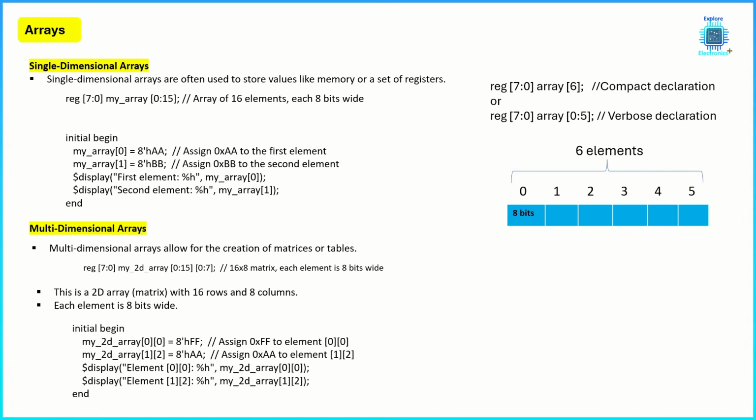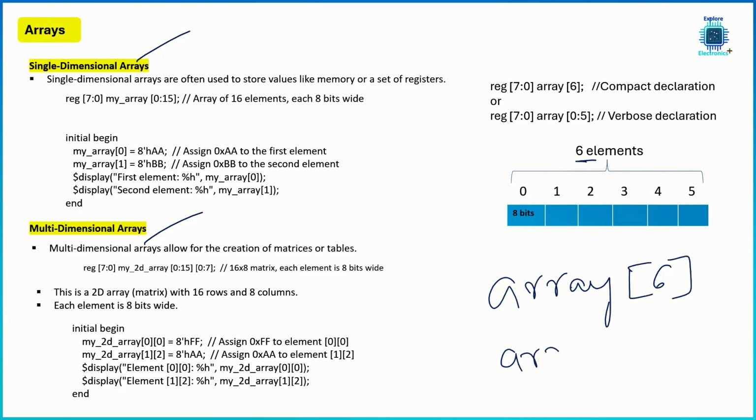Arrays are very important concepts of Verilog to represent a memory. There are two different methods or types in Verilog, that is single dimensional array and multi-dimensional array. Suppose if we want a 6 element array, we can represent it like this. The name of the array first, array. Suppose array is the name of the array itself, and we need 6 elements, means array of 6 we can write. The other method of writing this is with a verbose declaration, array of 5 down to 0.